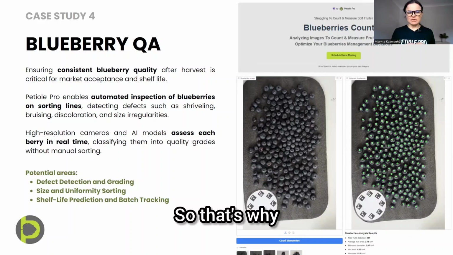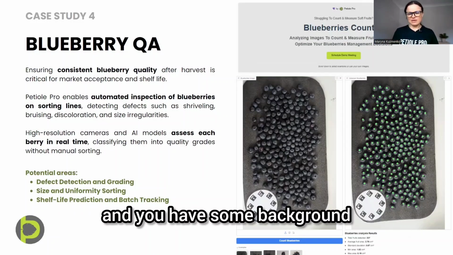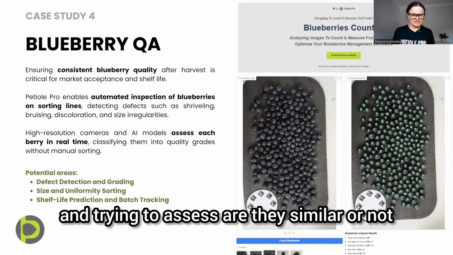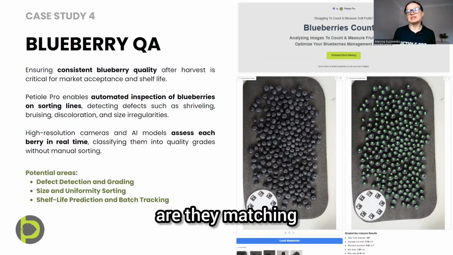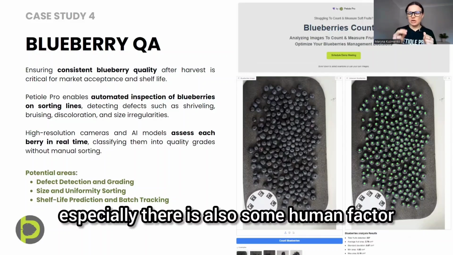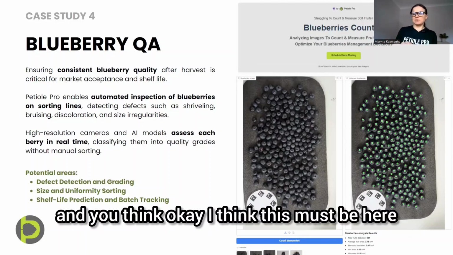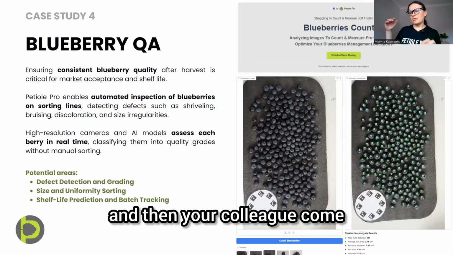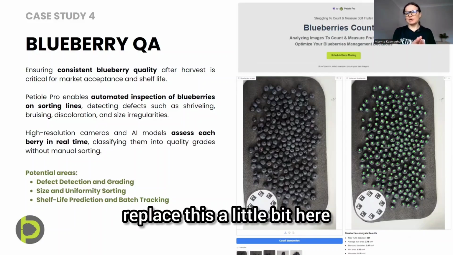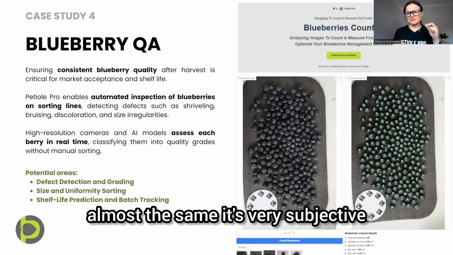So you have this ruler in front of you, and some background, and you are placing these berries in rows and trying to assess, are they similar or not, are they matching? But still it requires a lot of time. Especially there is also a human factor when you are working and you think, okay, I think this must be here, and then your colleague comes and says, I think you should replace this a little bit here because they are almost the same. So this almost the same is a very subjective value.